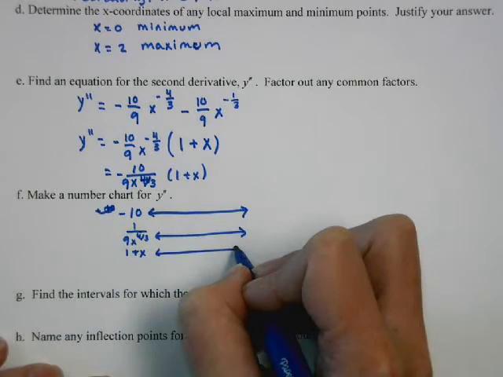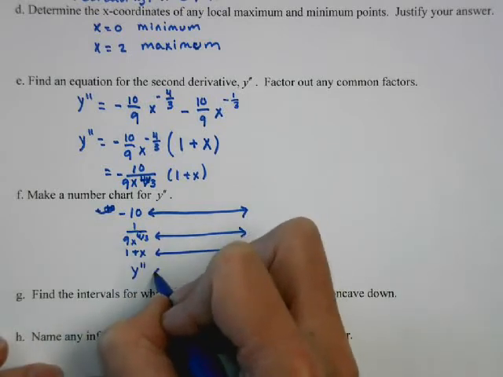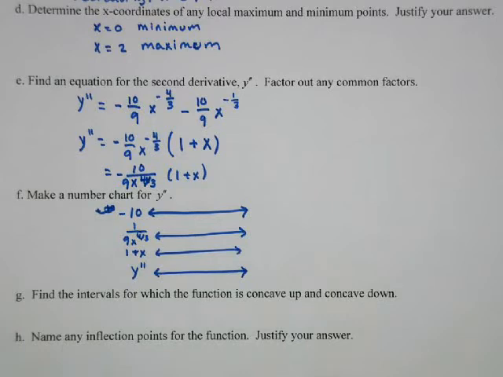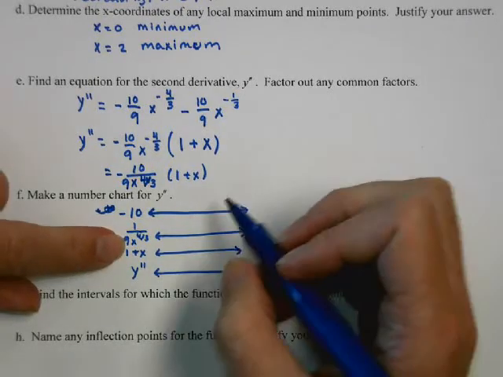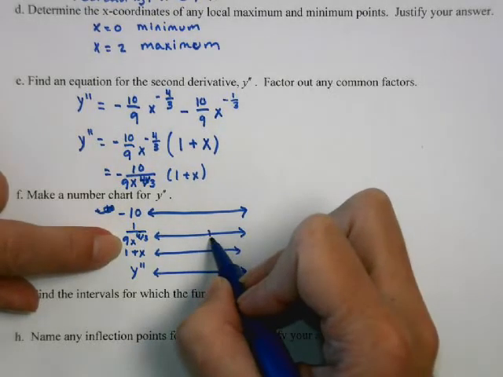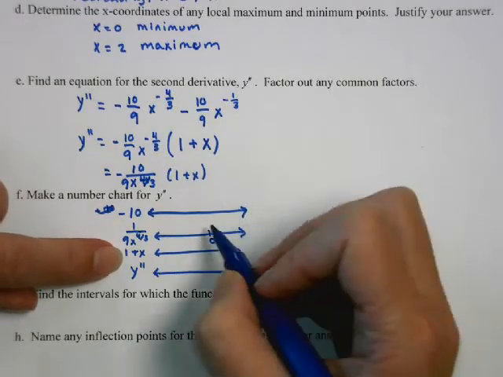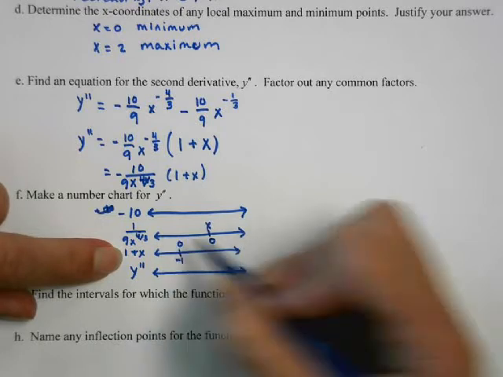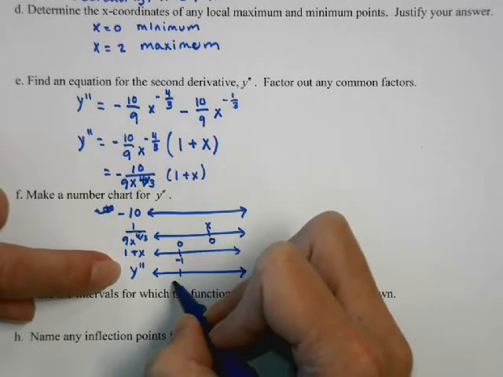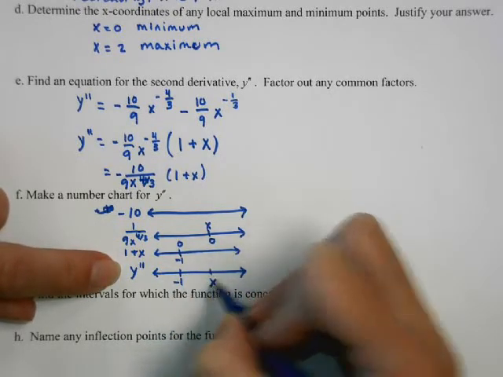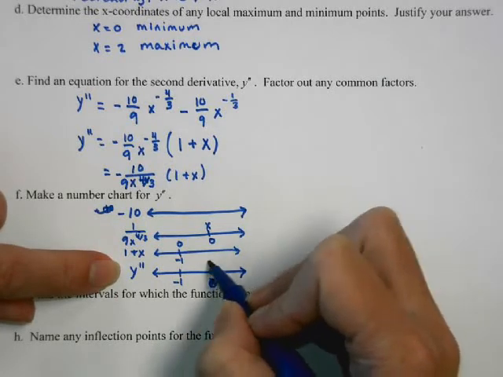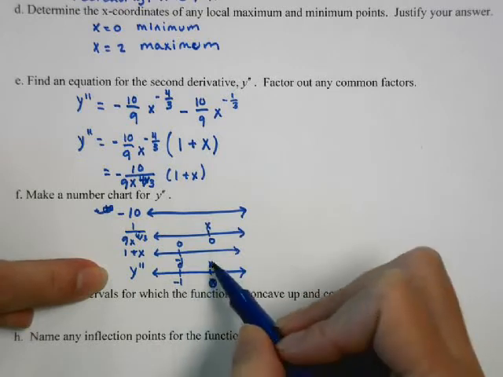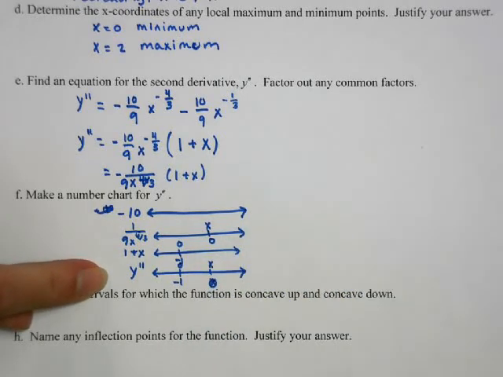our second derivative. Okay, this one's going to be 0 at 0. Undefined at 0. This one's going to be 0 at negative 1. So it is 0 at negative 1, undefined at 0, because the first derivative was undefined at 0, so the second derivative is undefined. Negative 10 is always negative.